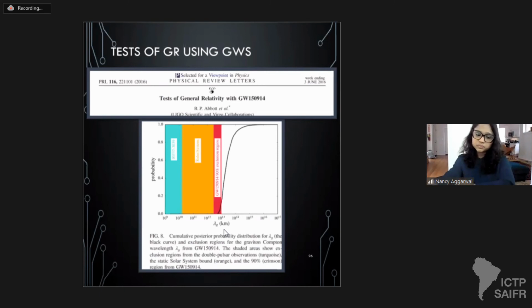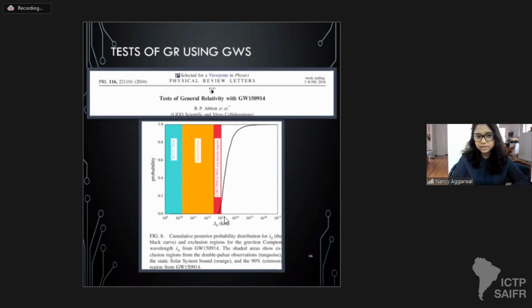GR, and I've just selected a few here, but essentially there's tests that were performed on post-Newtonian corrections to general relativity. There were tests that were performed on the mass of the graviton. That's actually shown here is the wavelength, the Compton wavelength of the graviton.